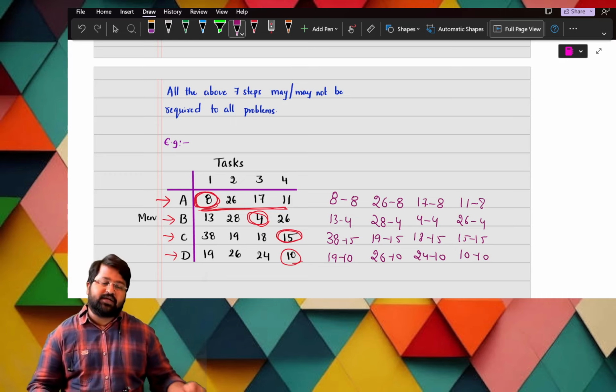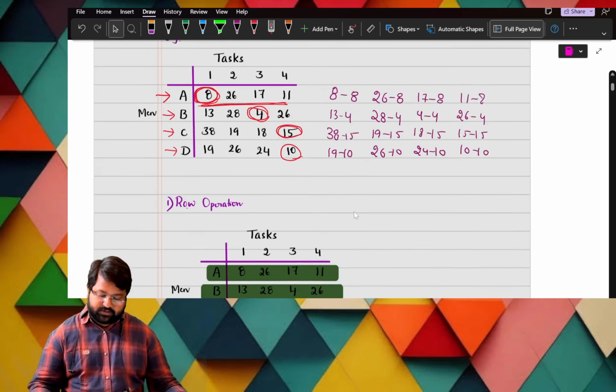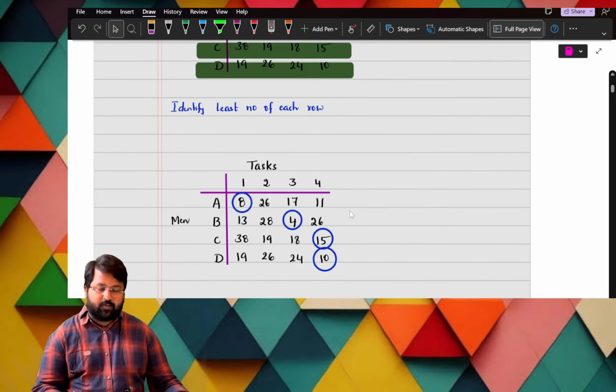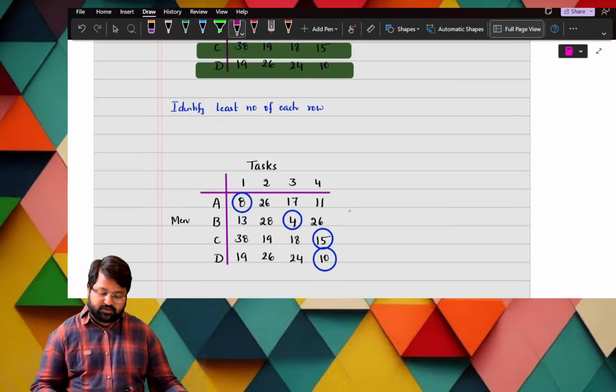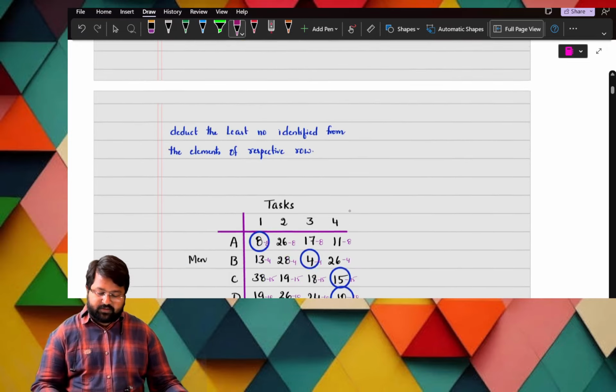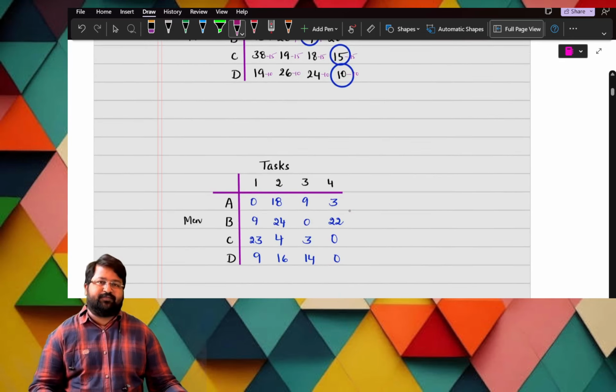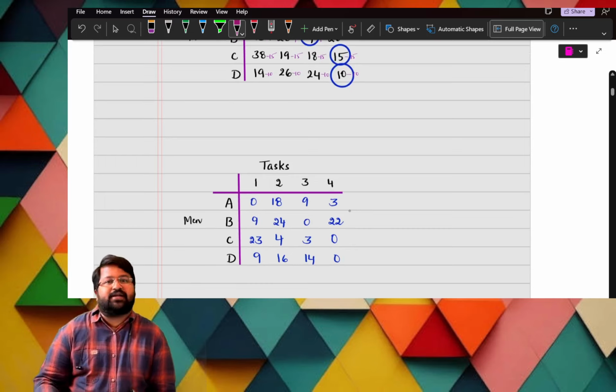So what will be the end result, ma? Let us see the row operation. These are the rows. What have I said now? I identified the least number in each row and deducted it from the elements. I will deduct like this, then I will get this, which is my end result.